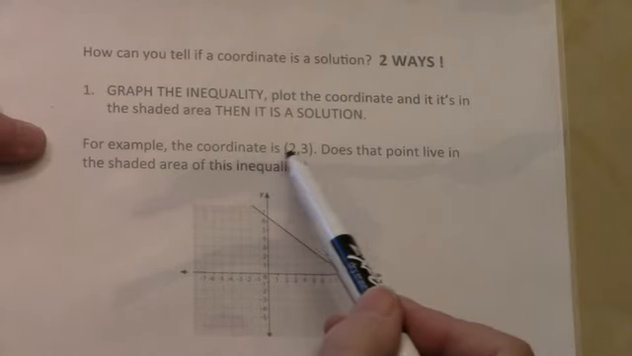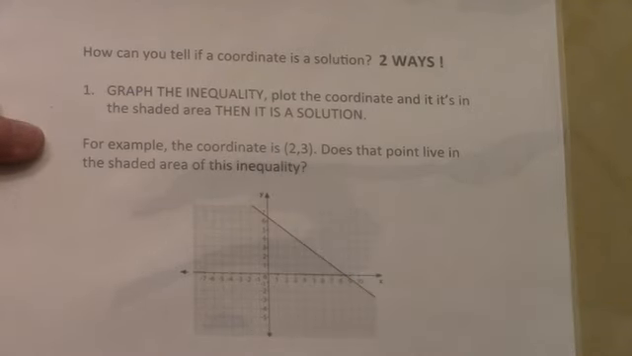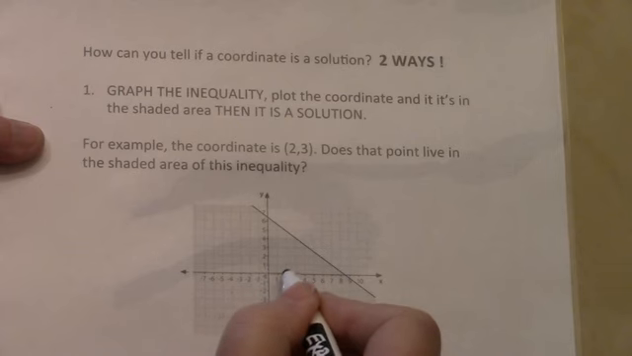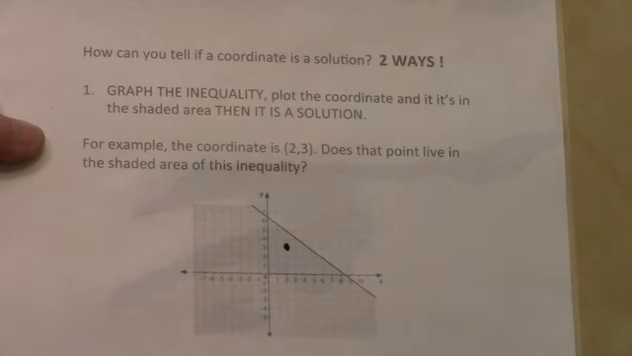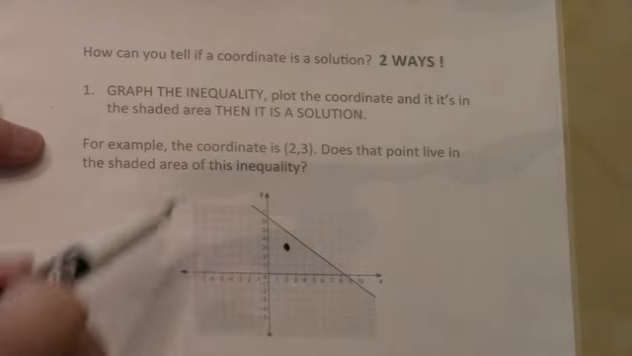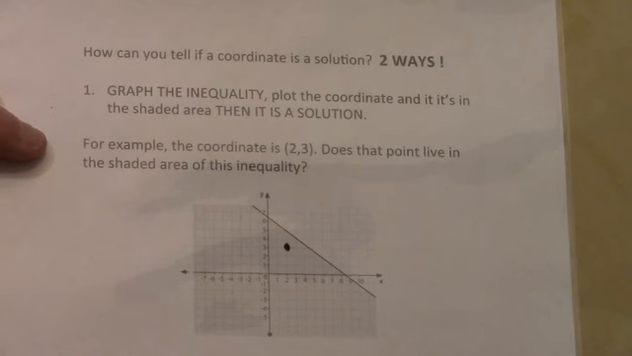So the coordinate 2, 3, well, where's that? The coordinate 2, 3 means to the right 2 and up 3. Here's our coordinate. There's 2, 3 right there. Does that point live in the shaded area? Yes. That means that coordinate is a solution for this equation.